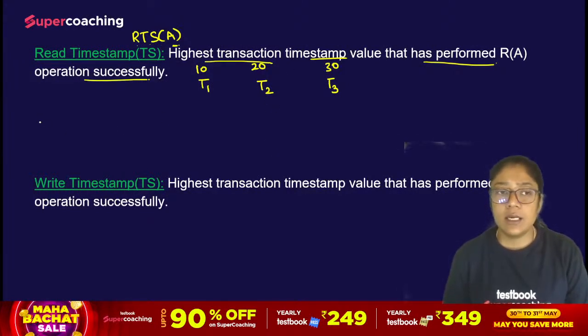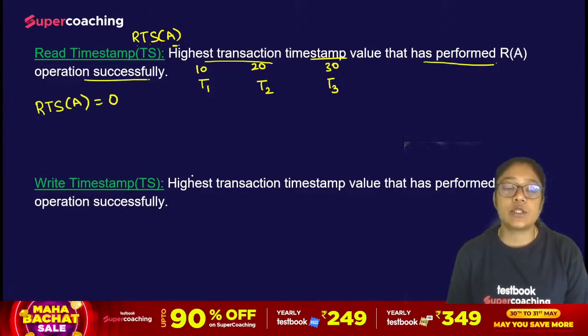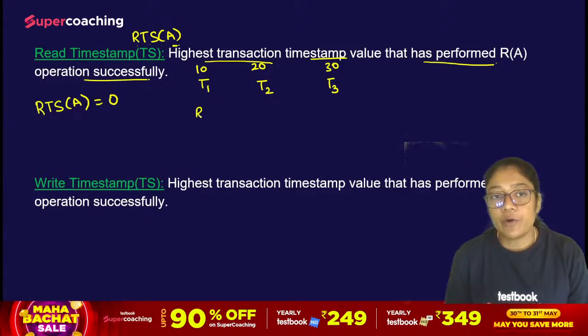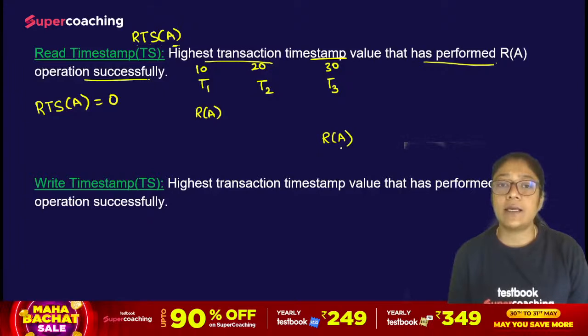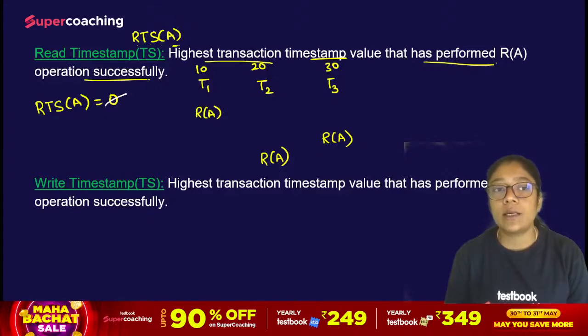Initially, let's assume that no transaction has performed a read operation. So here we'll be writing the read timestamp for the data item A is 0. Till now no transaction has performed a read operation. Now transaction T1 is going to perform a read operation. After T1, T3 performs a read operation, and after that T2 is performing a read operation. So first, transaction T1 has performed the read operation. So we will update this value with the timestamp of transaction T1, that is 10. So read timestamp becomes 10.